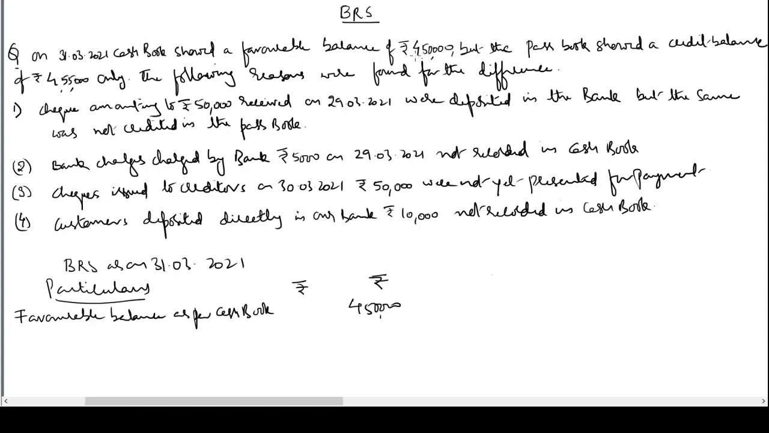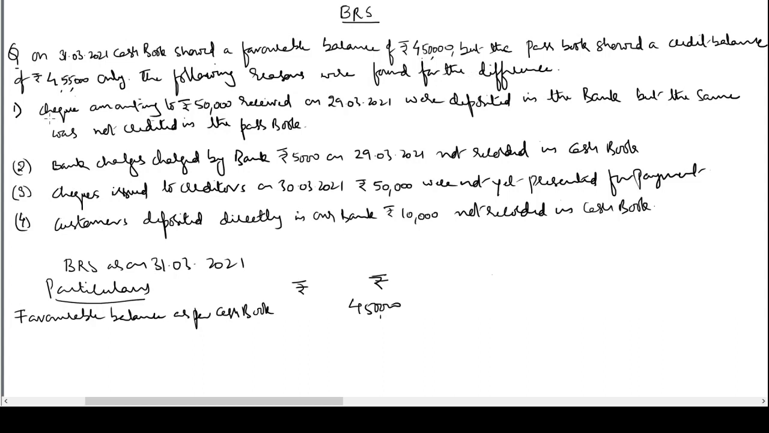That means there was a debit balance in our books and there should be a credit balance in the passbook. But the passbook showed a credit balance of rupees 4,55,000 only. So there is a difference in the balances. The following reasons were found out for the difference.